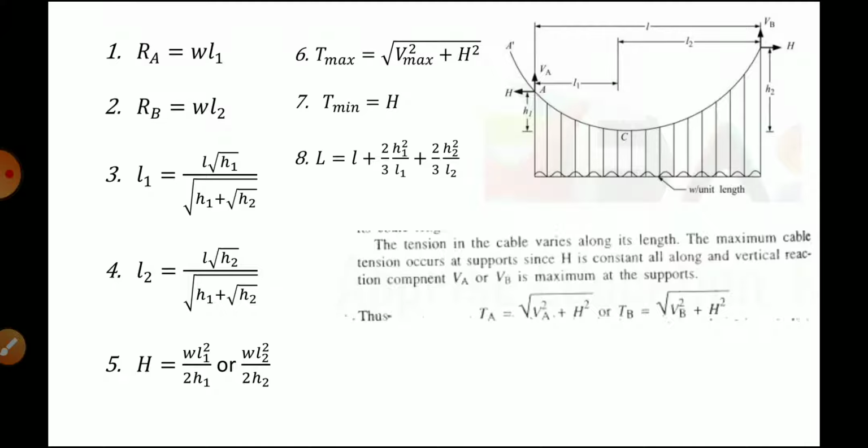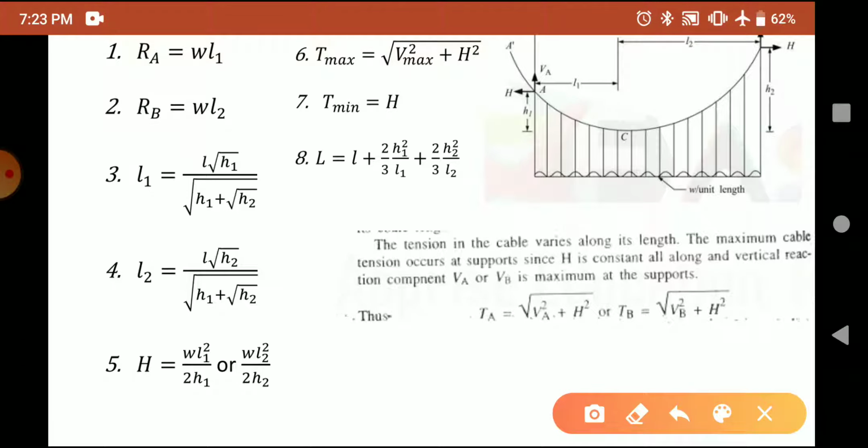And we also know that V max occurs at the supports. So if you are asked to find out the tension at the supports, substitute the value of the corresponding reactions VA square and VB square to find out TA and TB in our equation.